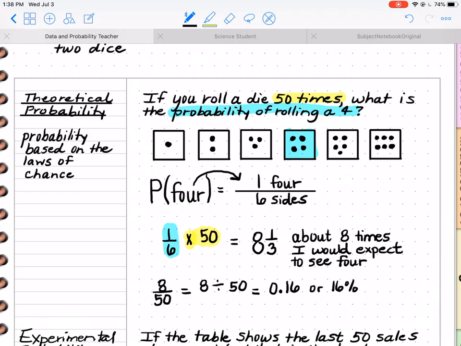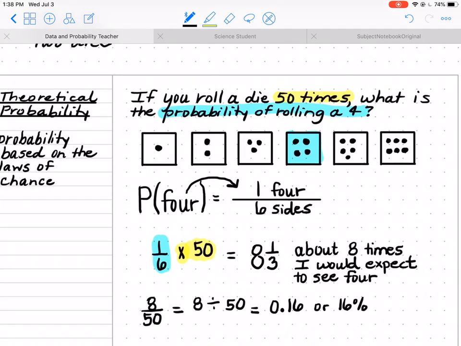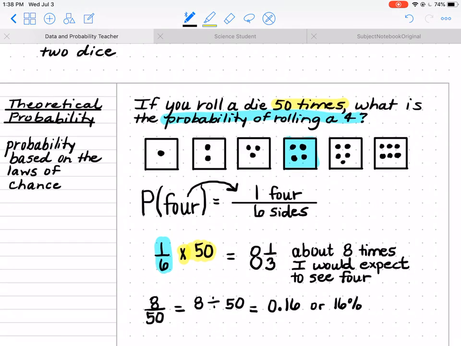Remember, 0% is impossible. 100% is a sure thing. So this is leaning toward unlikely. This is more toward 0 than it would be toward 100. So the theoretical probability of rolling a 4, if you do it 50 times, is 16%.